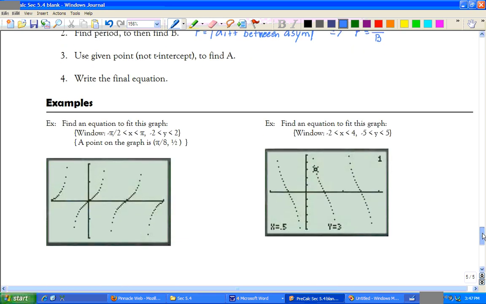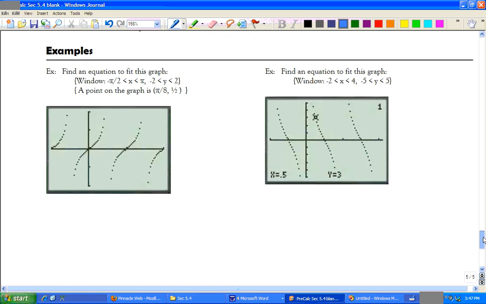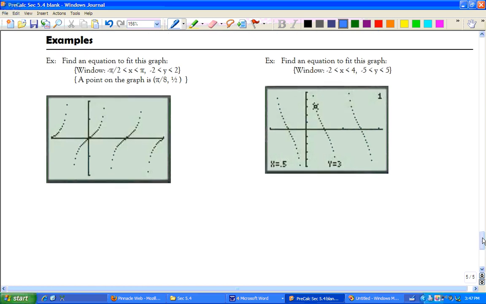Okay, so let's take a look at our first example. It says, find an equation to fit the graph. Our window is from negative pi over 2 to pi. So let's go ahead and label that. So our value over here is negative pi over 2, and this goes to pi.